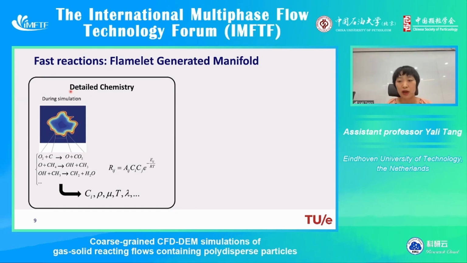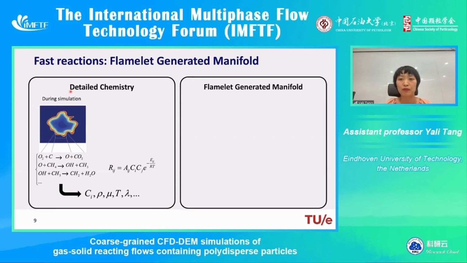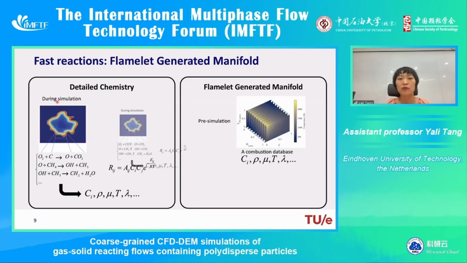be way too expensive. What we can do is pre-calculate a collection of 1D flamelets and store the data in a database as a lookup table. This database stores all the possible combustion states, and the thermochemical properties like concentration, density, viscosity, temperature, etc. are all stored in this lookup table. And this database is then incorporated in the CFD simulation.